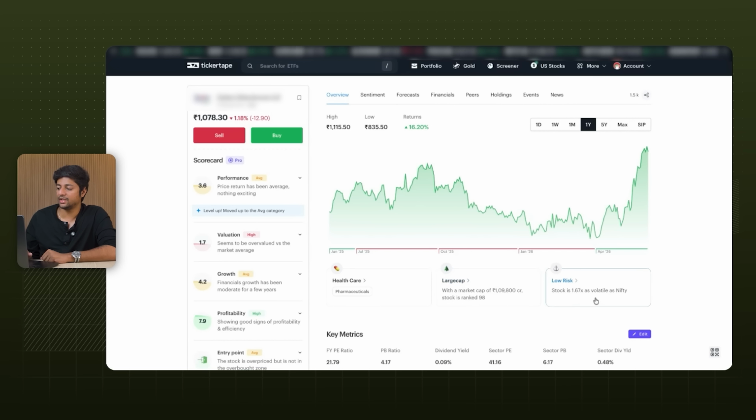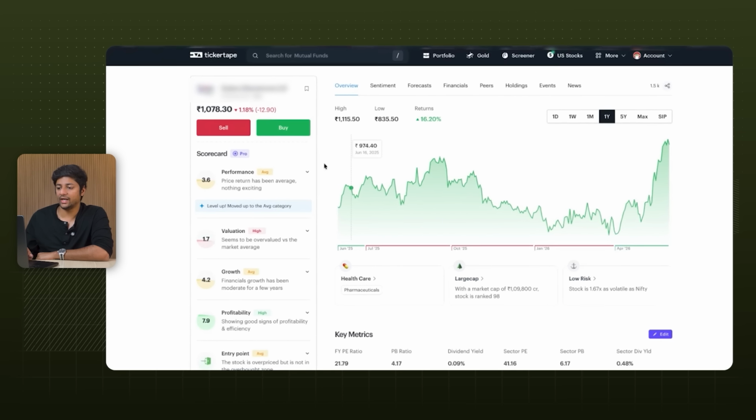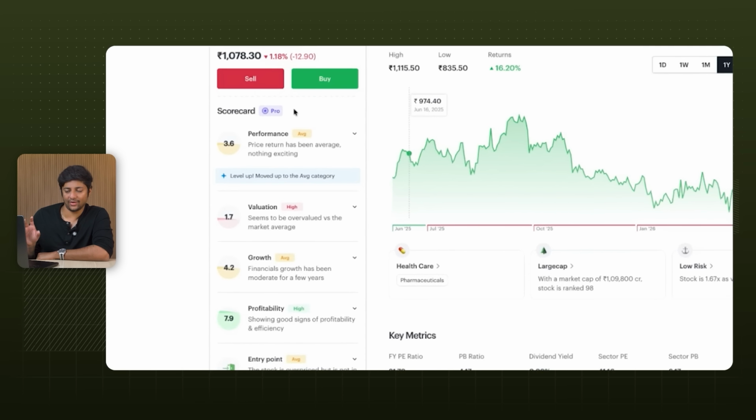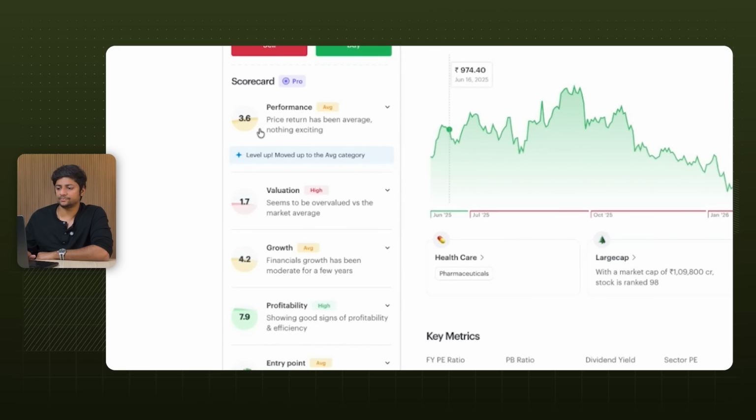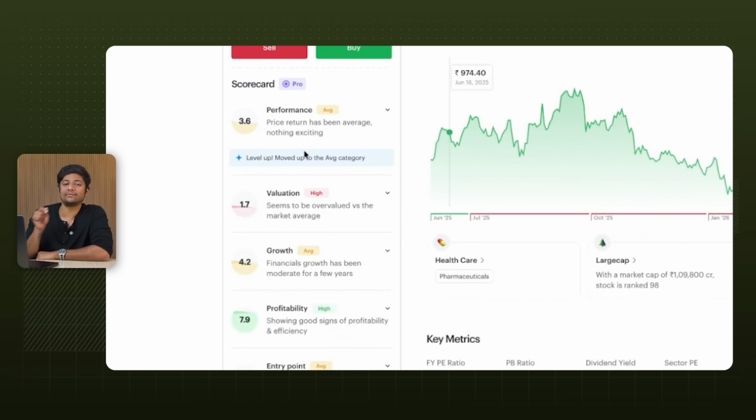It is a large cap company with 1.67 volatility. So it's low risk according to this. And on the left, again, this is a pro tool. Only if you have the pro account, you get this. But here, it starts giving me the price return. Now, this is the price return for the entire year. But because I have done last 1 month, it has shown me the growth of that.